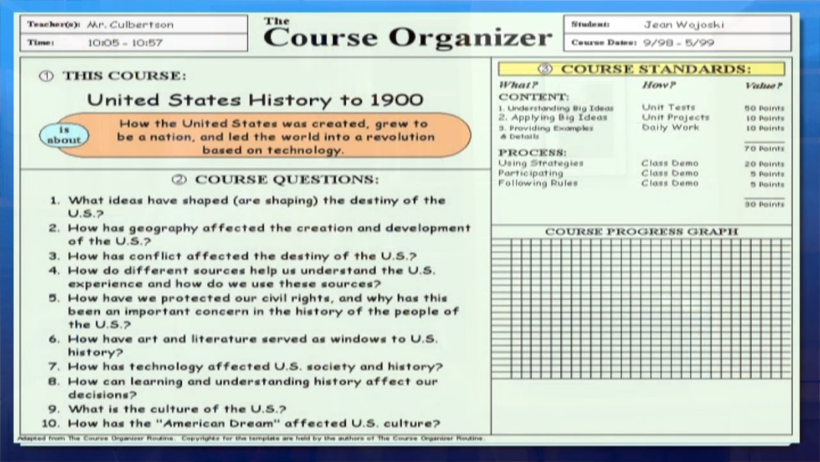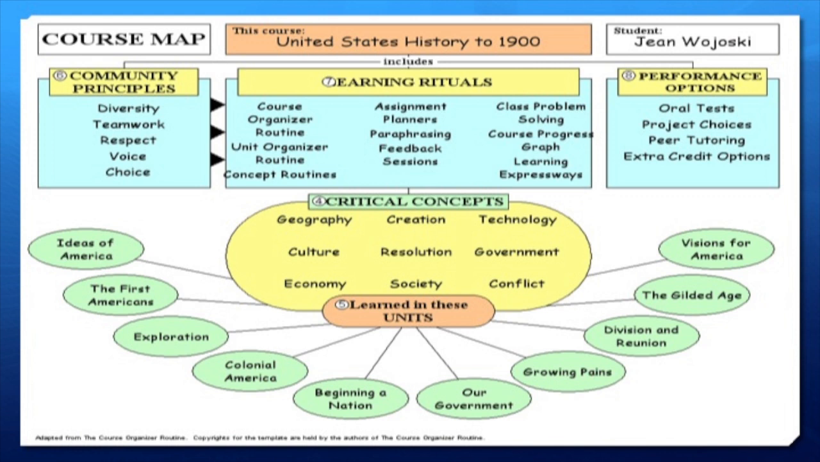Okay, so just to give you an overview of the course organizer, here is the front of the organizer. It's a very simple sort of document. It has a front side and a back side. This is the front side. You'll see that you have the title of your course, a short course paraphrase, a number of course questions, and then some course objectives. Likewise, on the back, you have the critical concepts to be covered.